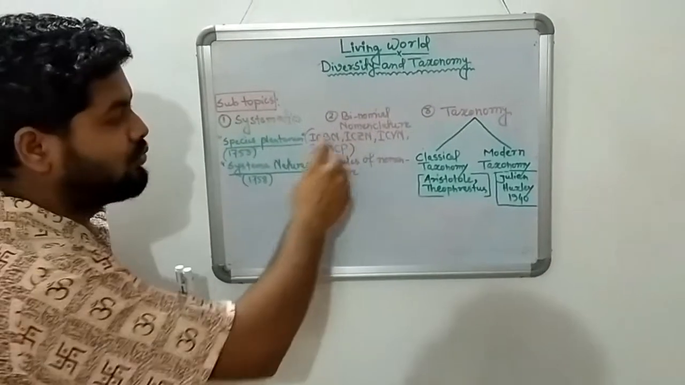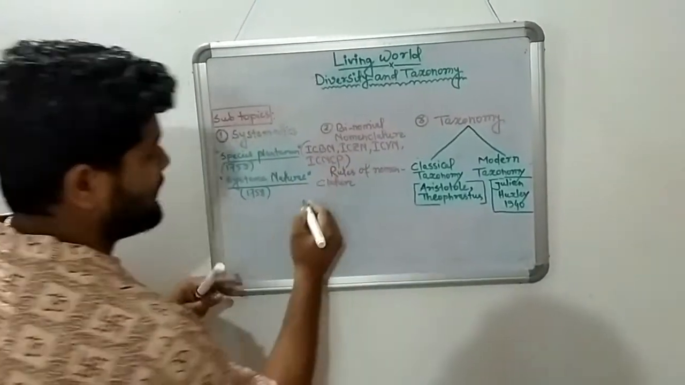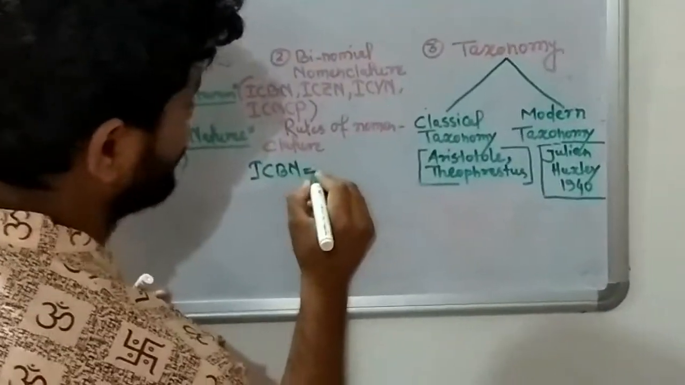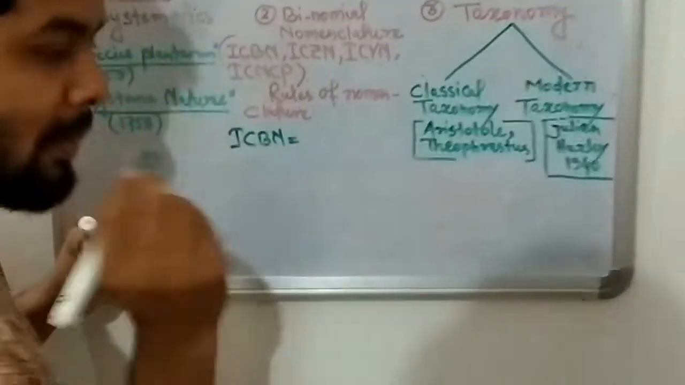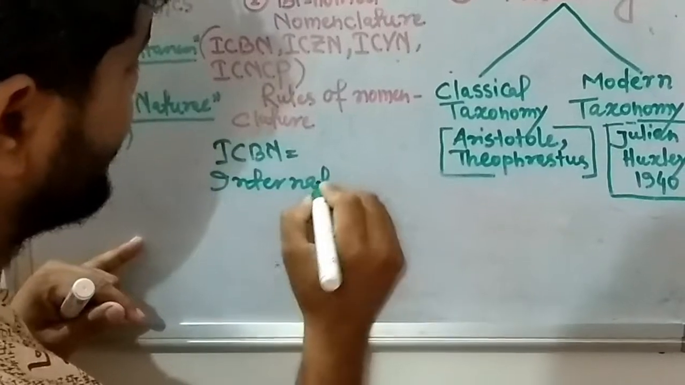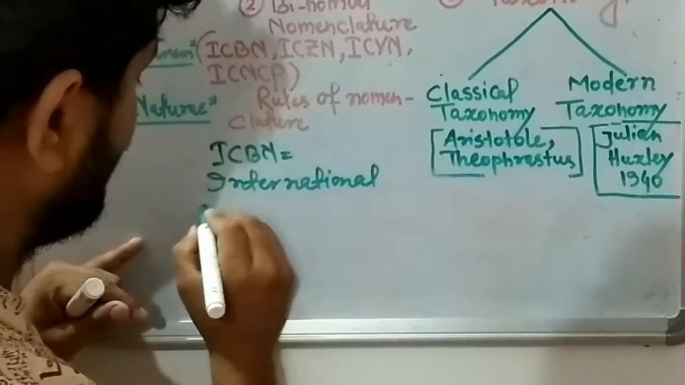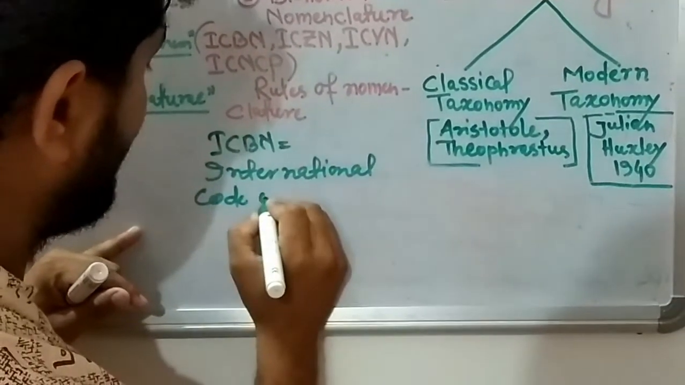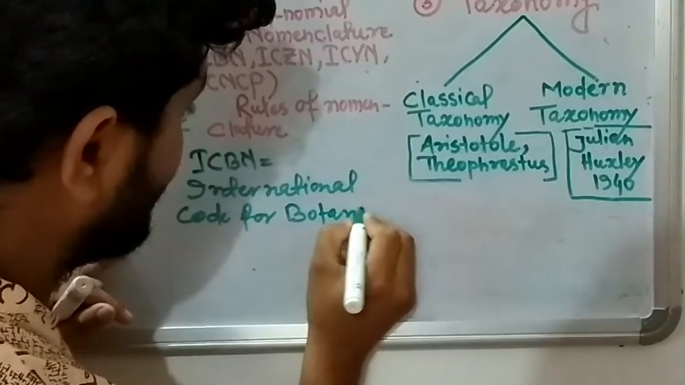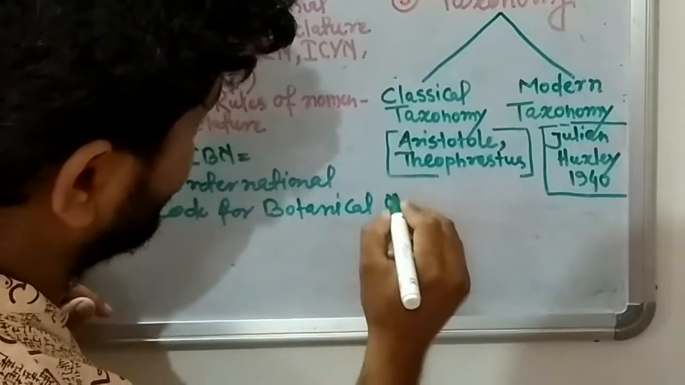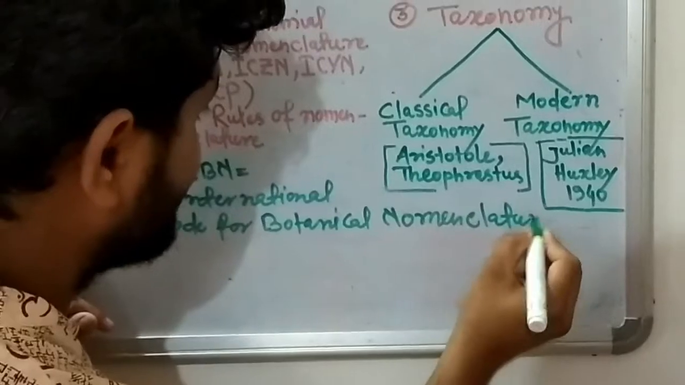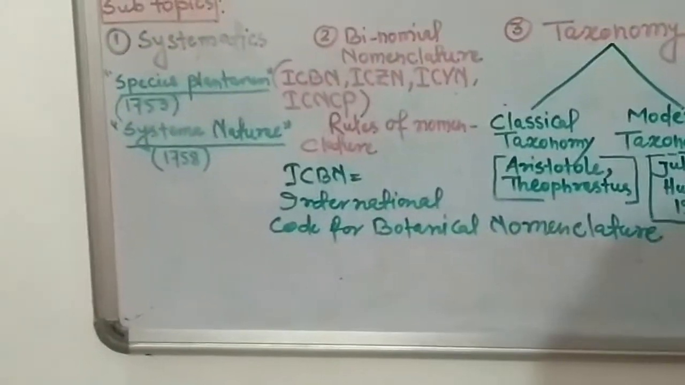Now let's see the full forms of these codes. Let's talk about ICBN. What is the full form of ICBN? The full form of ICBN is International Code for Botanical Nomenclature.